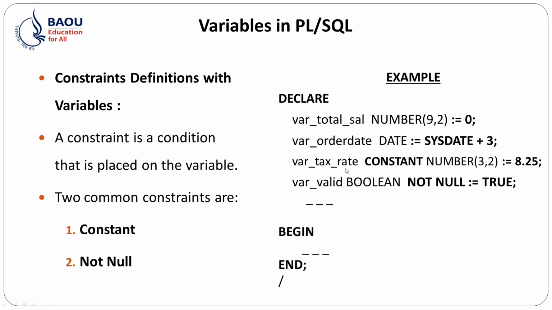Now variable tax rate is a constant. How to define the variable as a constant? Like this: variable name, after that CONSTANT, and then the data type with the size in brackets, := value. Now a variable name as a boolean defined as not null. How to define not null? Like this: variable name, then data type, then NOT NULL := value. Here in this example it will show how to do the constant and not null declaration and initialization.